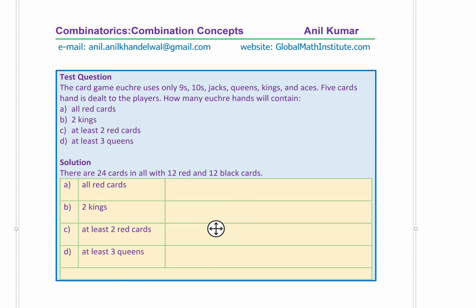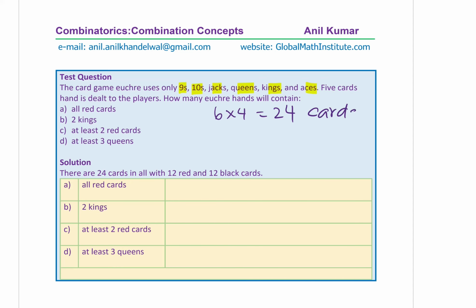So first let's try to understand this situation. We have these nines, tens, jacks, queens, kings, and aces, 4 of each kind, right? There are 4 suits. So basically we have 6 times 4, which is 24 cards. Correct. Out of 24, we have 12 red cards plus 12 black cards. Right. So that is the combination.